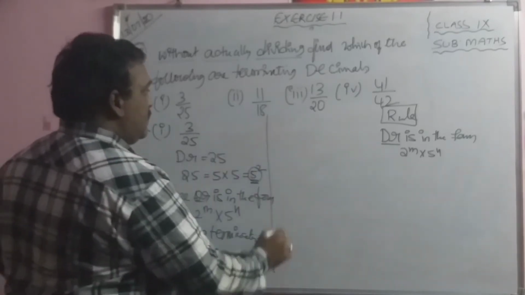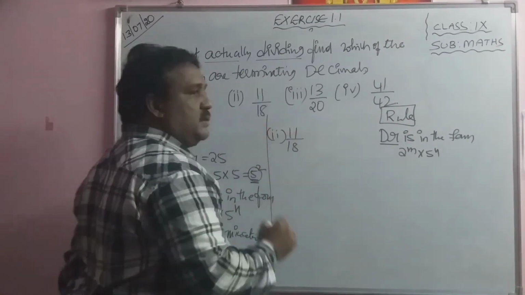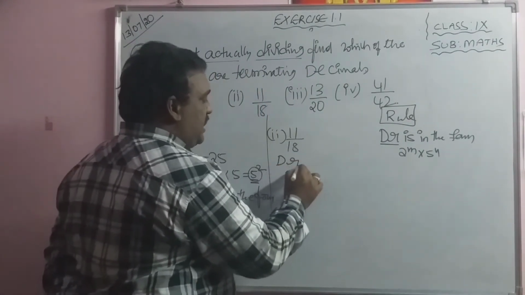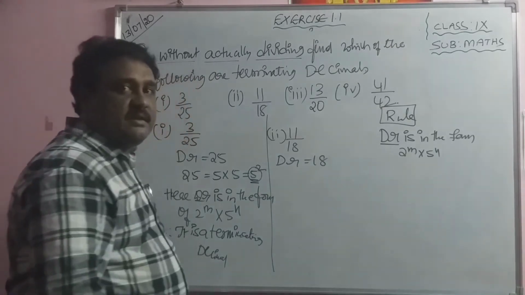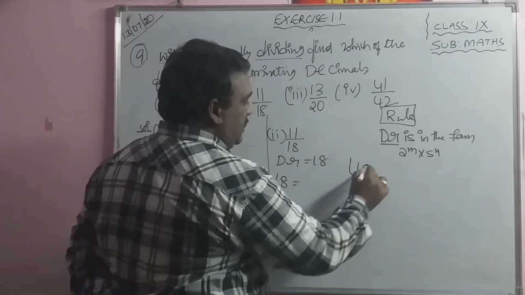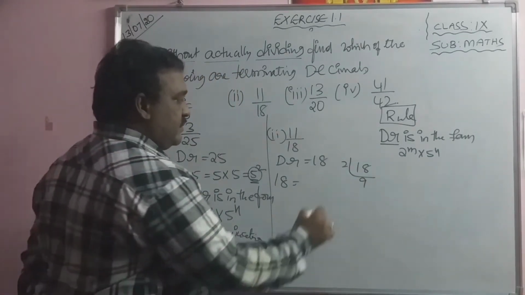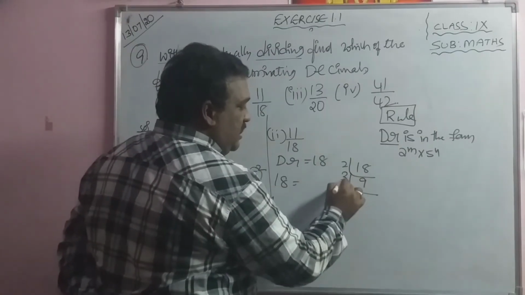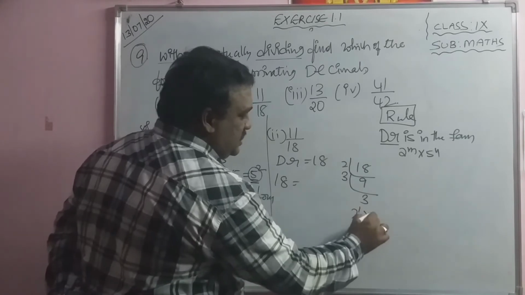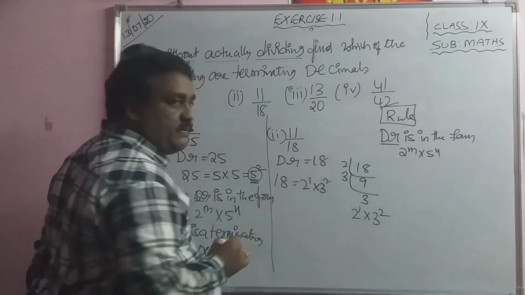Second one. Second one is what? 11 by 18. What is the denominator? 18. How to write 18? Do the rough work. 18: 2 table, 9 times. Then 3 table, 3 times. What we get? 2 power 1 into 3 square.